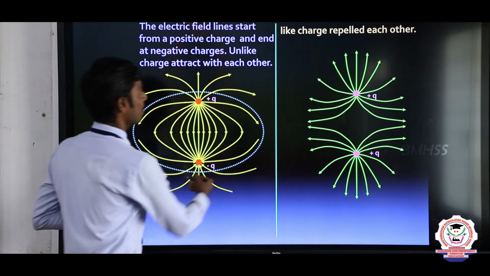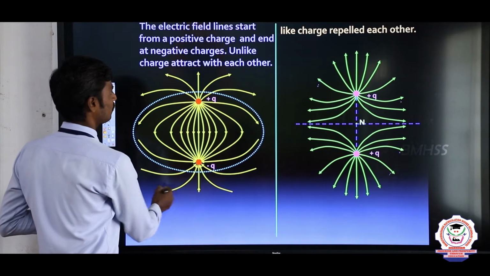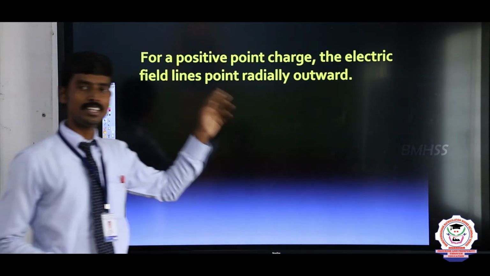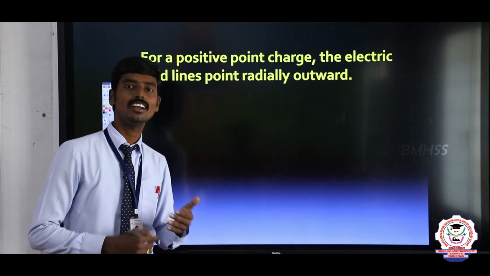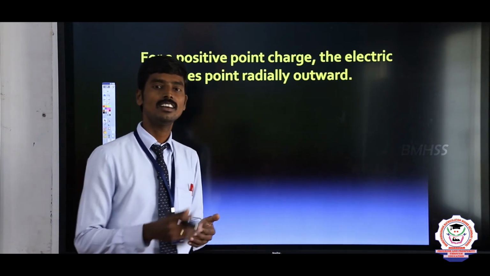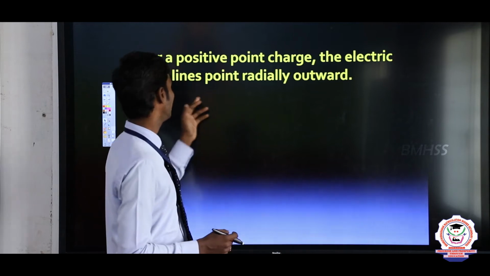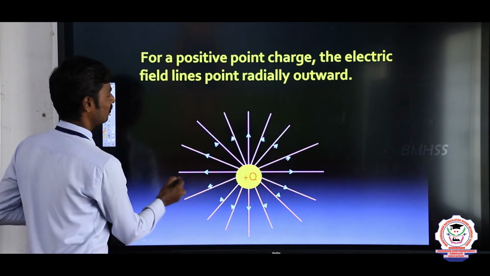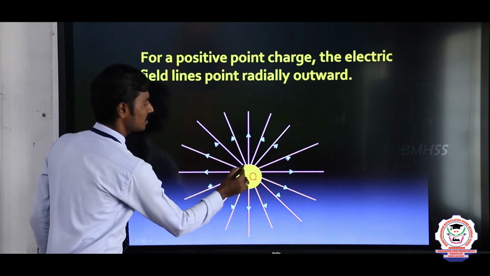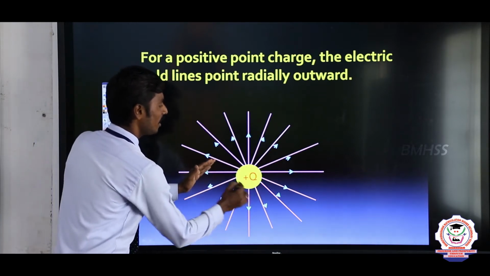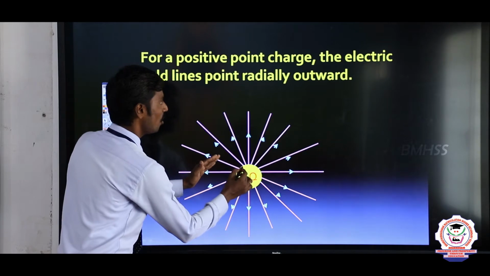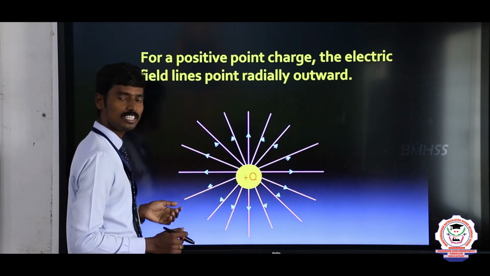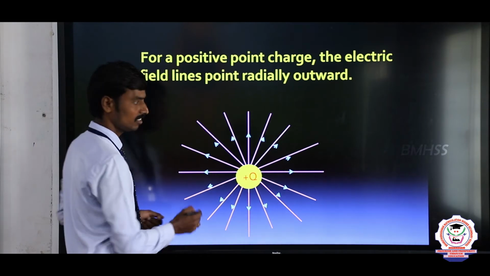The next one is, for a positive point charge, the electric lines of forces or electric field lines are radially outward. How, sir? See here, this is the positive point charge, and the electric lines of forces are always radially outward. This is one of the basic properties.